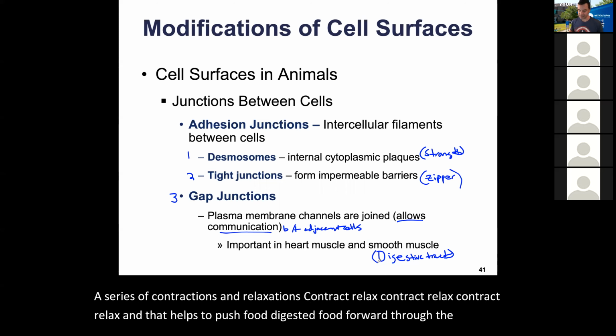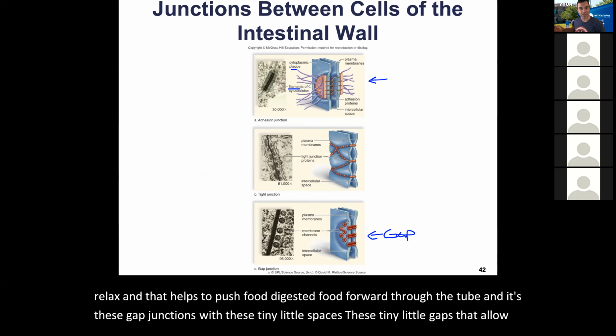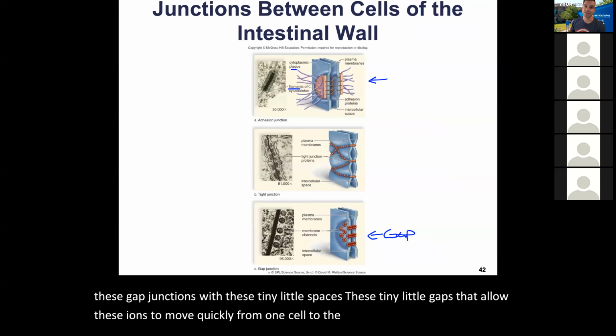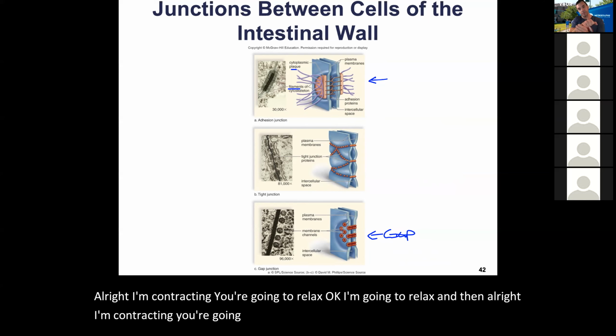And it's these gap junctions with these tiny little gaps that allow these ions to move quickly from one cell to the next. That's how these cells communicate to say, all right, I'm contracting, you're going to need to relax. Okay, I'm going to relax. And then, all right, I'm contracting, you're going to need to relax. And we move stuff forward through the tube.